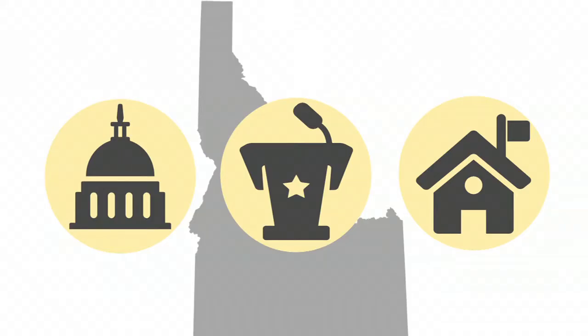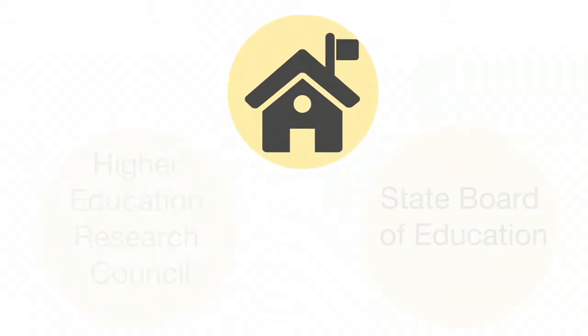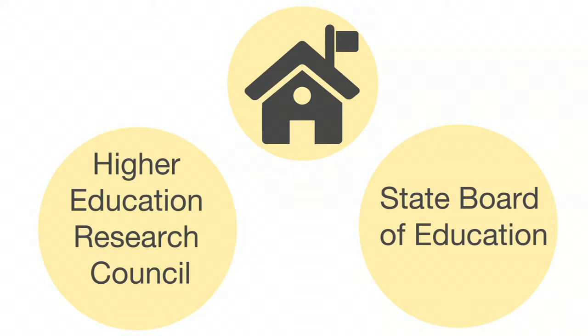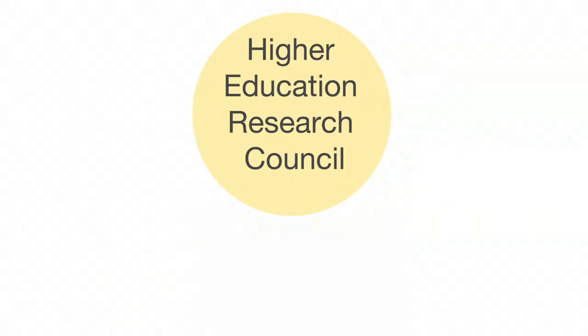As we mentioned earlier on, agencies can play an important role in the policy process here in Idaho. There are 2 that you ought to have on your radar as you think about the policy process. The Higher Education Research Council is a cooperative partnership among Idaho's public universities that implements and administers post-secondary policies in Idaho.